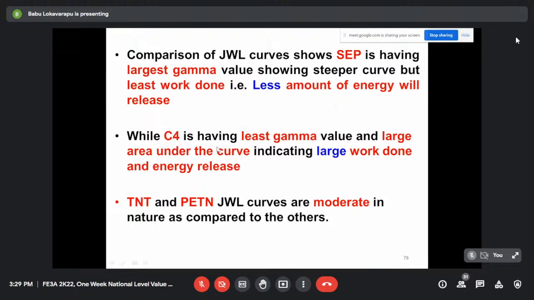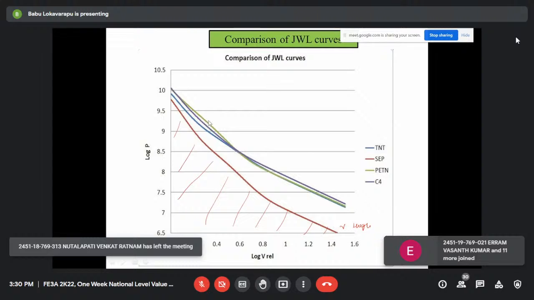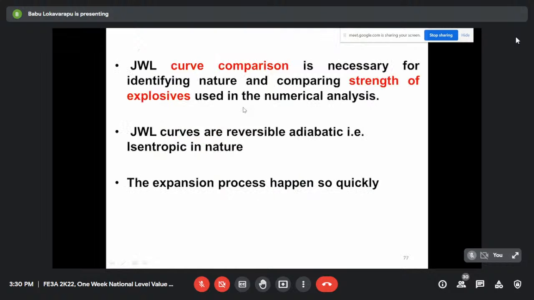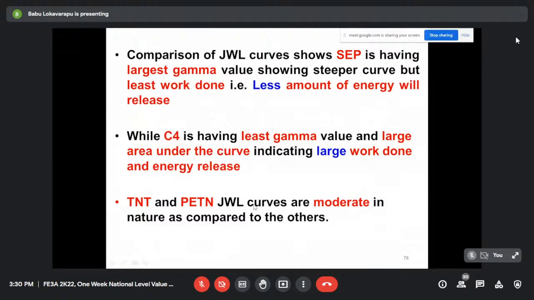While C4 has the least gamma value and a large area under the curve. If you look at C4, the top one here, the area is more. That means more energy is going to be released. Therefore, SEP releases low energy and C4 releases more. In between, the other two come: PETN and JWL curves are moderate compared to the others. So, if you want more energy, accordingly you can select from this.